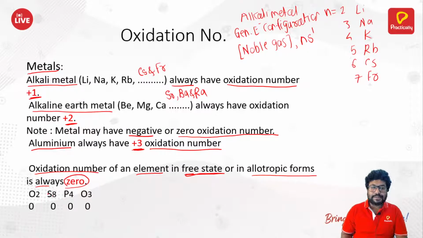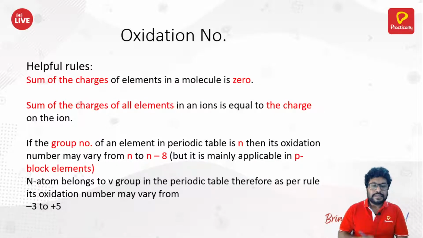In all these molecules, these atoms are attached with the other atoms of the same element. So that means the electronegativity difference between them is 0. If the electronegativity difference is 0, obviously there would not be any drifting of electron density away or towards, because of which their oxidation number has to be 0. Okay. So now, moving ahead, some helpful rules for you.